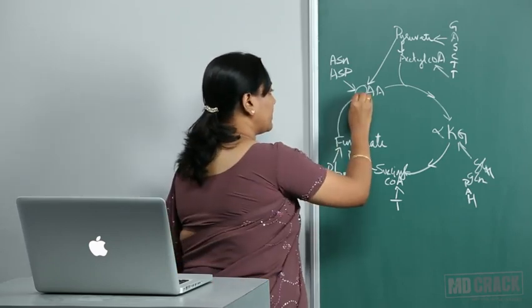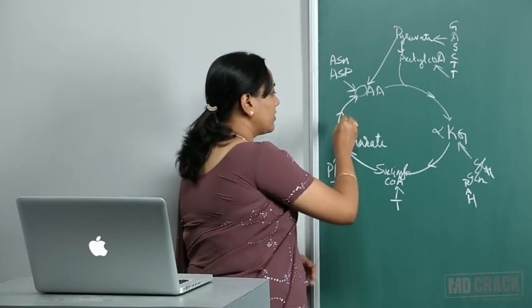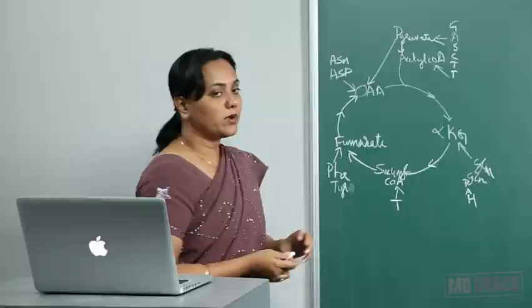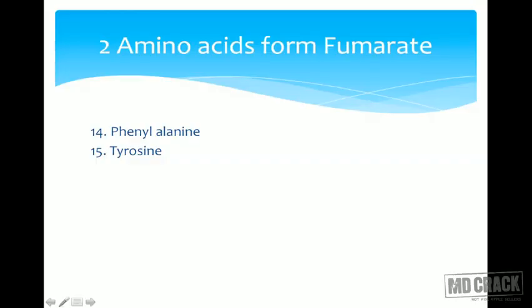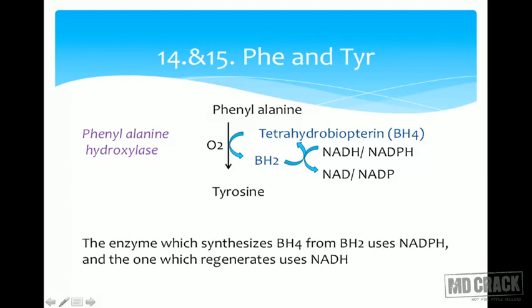Fumarate is further converted to malate and then to oxaloacetate, which goes into the gluconeogenic pathway. So let us talk about fumarate. Only 2 amino acids, phenylalanine and tyrosine. Now an important reaction, very important reaction: phenylalanine in the presence of oxygen and tetrahydrobiopterin, which is getting converted to dihydrobiopterin, forms tyrosine. The enzyme is phenylalanine hydroxylase.